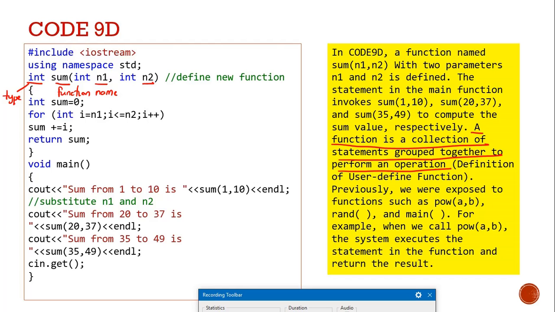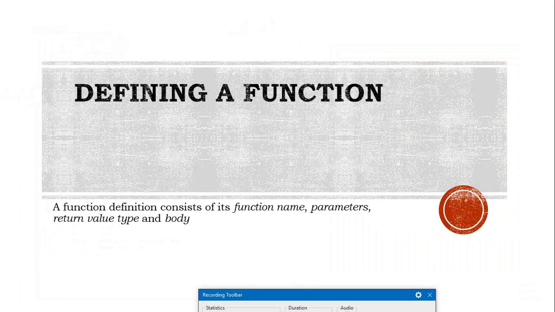Previously, we were exposed to functions such as pow, rand, and main. For example, when we call pow(a, b), the system executes the statements in the function and returns the result. So you have used this code before, pow(a, b), which is something like a built-in function. But now, how can you define a function?